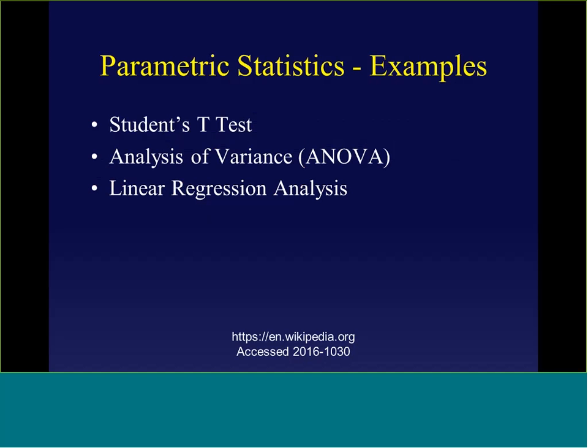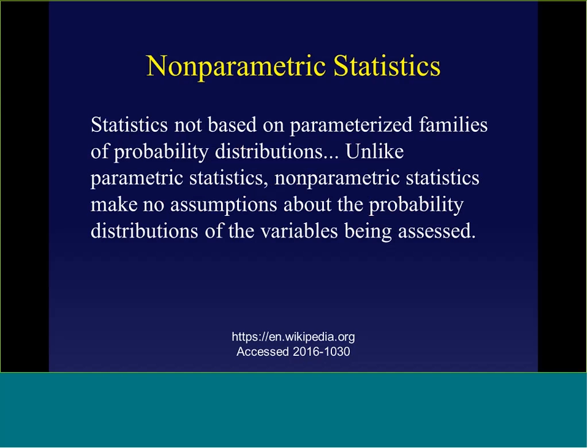Now, when one says parametric distribution, that would be a distribution such as the normal distribution, where you have a certain shape with a mean and variance, a uniform distribution where the values are uniformly distributed, or other parametric distributions, the Gaussian being the most common. This contrasts with the non-parametric statistics, where your statistics are not based on a parametric family of distributions.